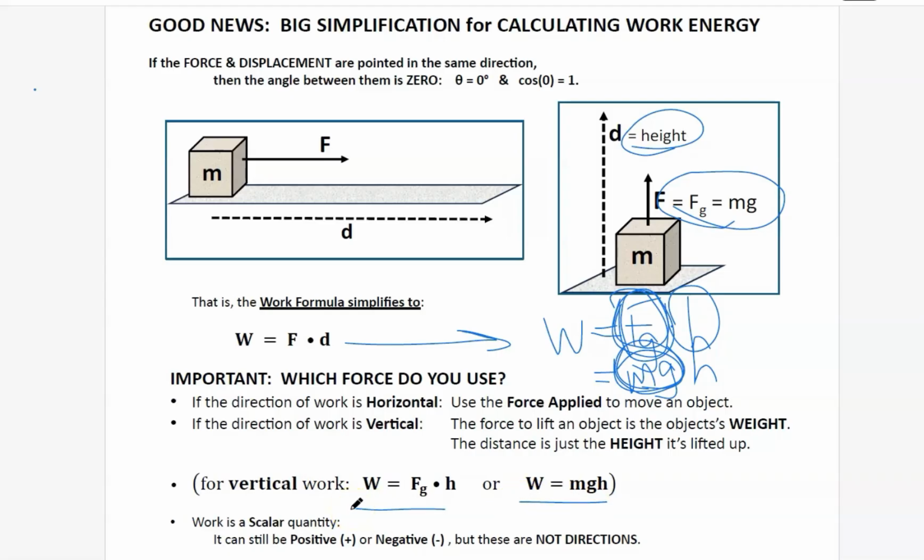So horizontal motion, you're not putting a force that's equal to the weight. You have to use some other force because you're not lifting it up. You're pushing it to the right or pushing it to the left. But when you're moving straight up, you're fighting the weight force. So the force you have to put in is going to be exactly equal to the weight of that object.